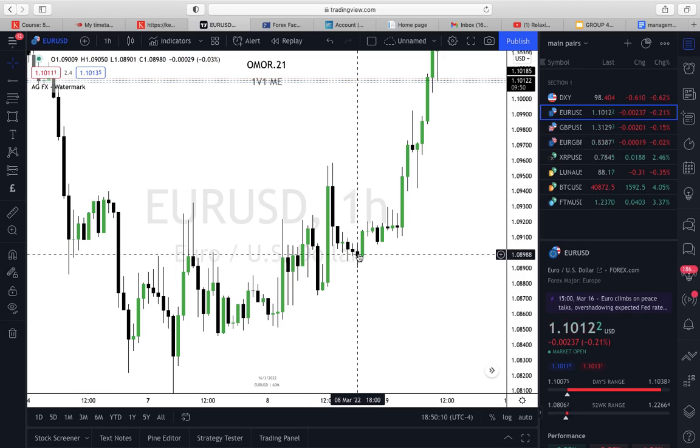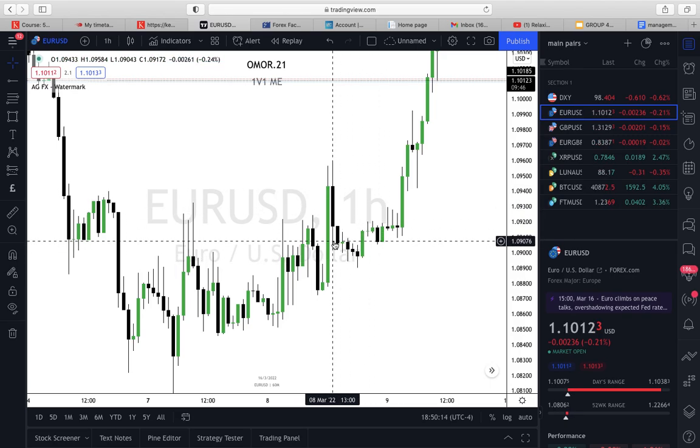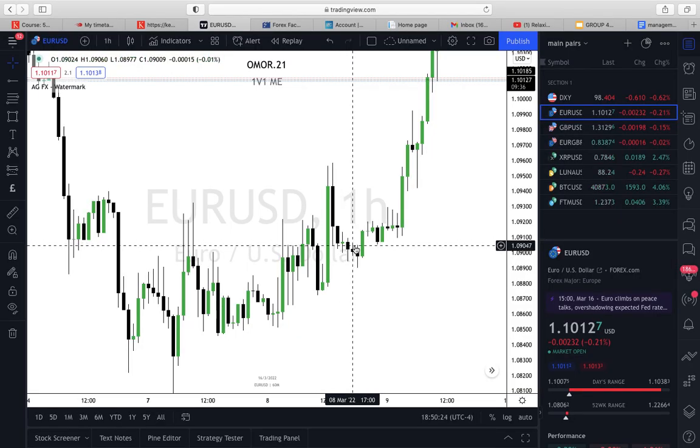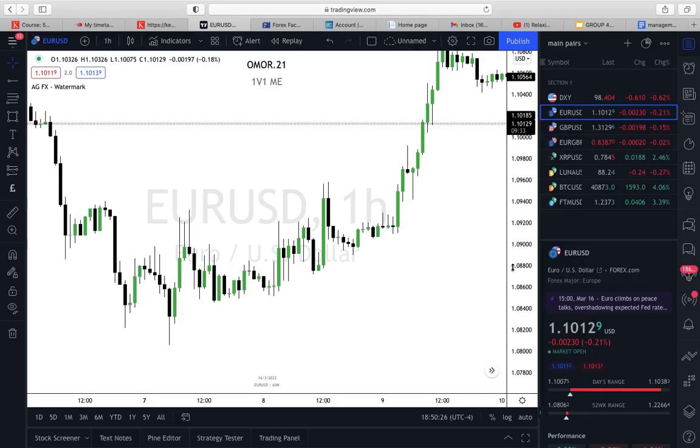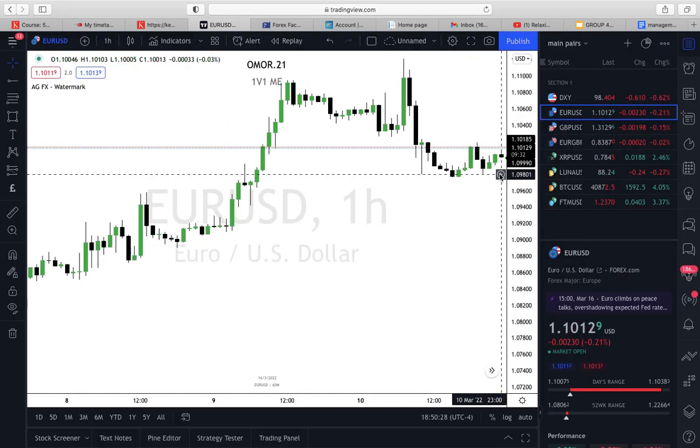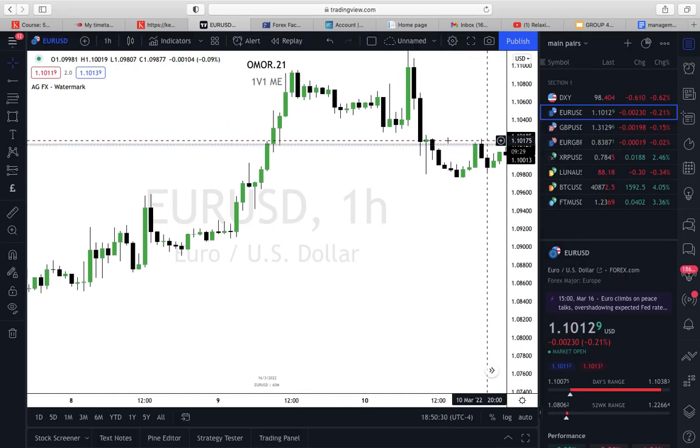Comes down lower, shoots up again. When it shoots up and breaks the high, look how clean that is. This isn't predetermined, by the way. I'm finding these examples now. Right there, this candle. And then what happens?